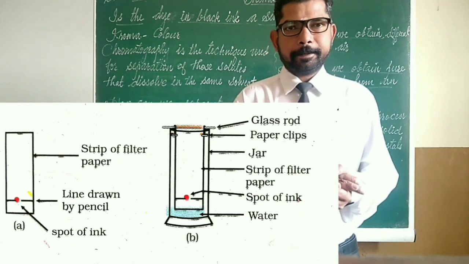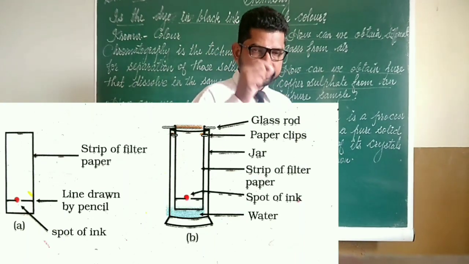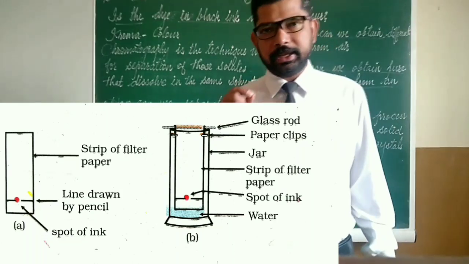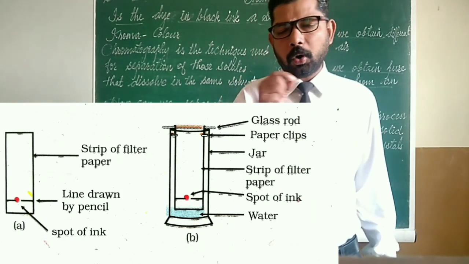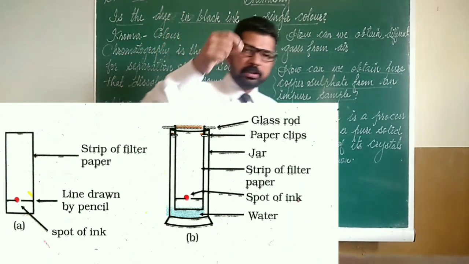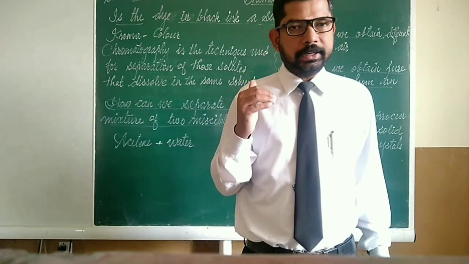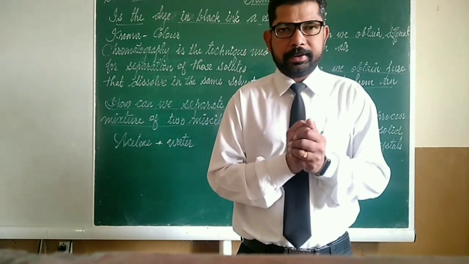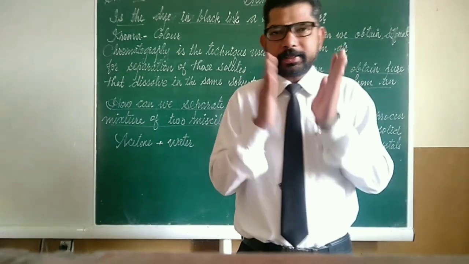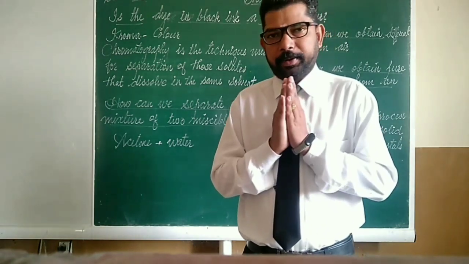Let it dry. After that, you can lower this filter paper into the water that has been taken in a beaker or test tube. You have to lower this filter paper just above the ink, just above the line. And we can carefully observe it. So we know filter paper is a good absorbent, so water easily rises through the filter paper.